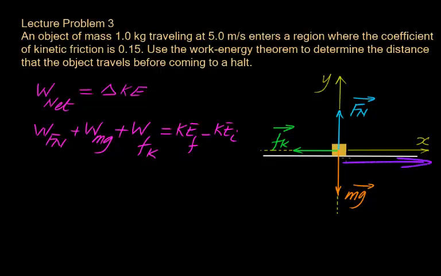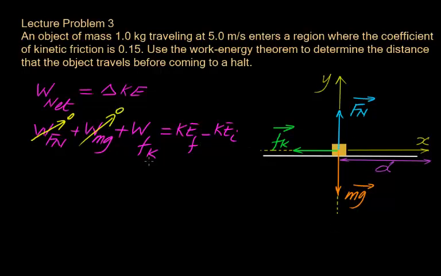Since the displacement is horizontal, the work done by the normal force must be zero. A force that makes an angle of 90 degrees with the displacement always does zero work. That's the same thing here for mg. Notice that the mg is pointing straight down and the displacement is horizontal.